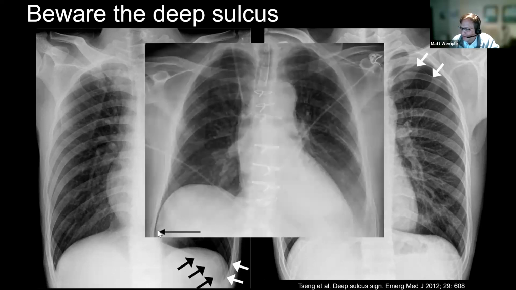Here's another example where you just don't see air that far down when you're looking at chest x-rays. So this is another pneumothorax where the patient's lying flat, and so the air is collecting here. If the patient were sat up, then you would see it up here.